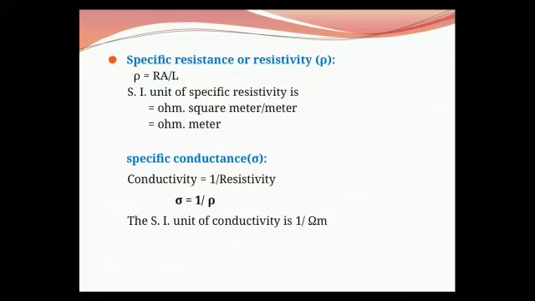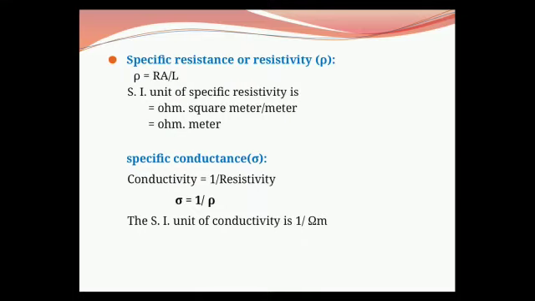First is specific resistance, also called resistivity, denoted by rho. Practically it is observed that the resistance of a conductor is directly proportional to length and inversely proportional to area, and therefore we get specific resistance, that is rho equals RA upon L, where rho is specific resistance, R is resistance, A is area and L is length of the conductor.